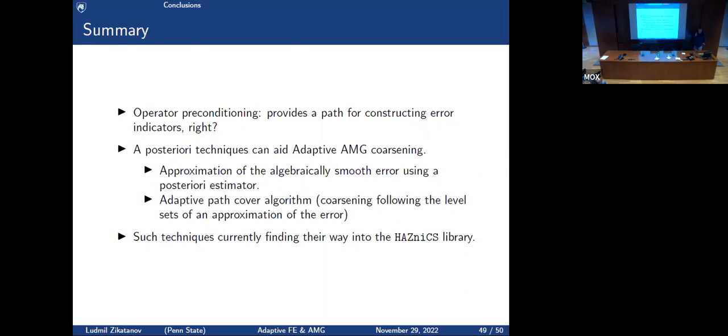So I just want to say operator preconditioning provides some paths for constructing error indicators, but also goes back the other way. So approximations, I know this AMG, one can give a talk only on how to do a posteriori error estimators in AMG and these Helmholtz decompositions. I wanted to put them together because they somehow show that one can cross a bridge going to a posteriori and then come back.